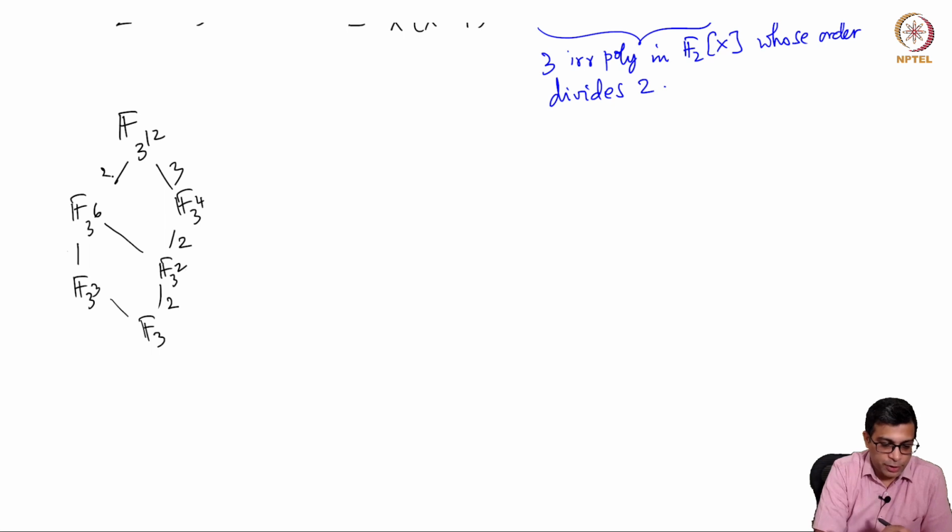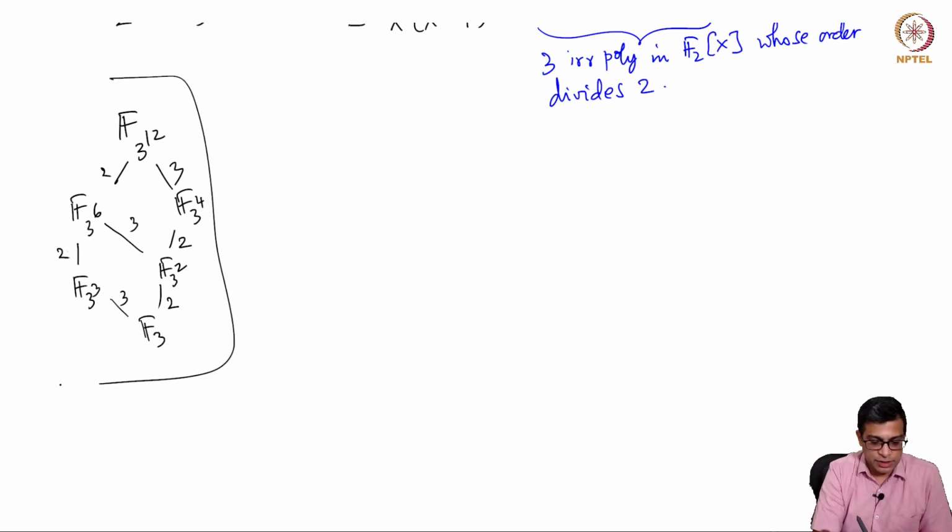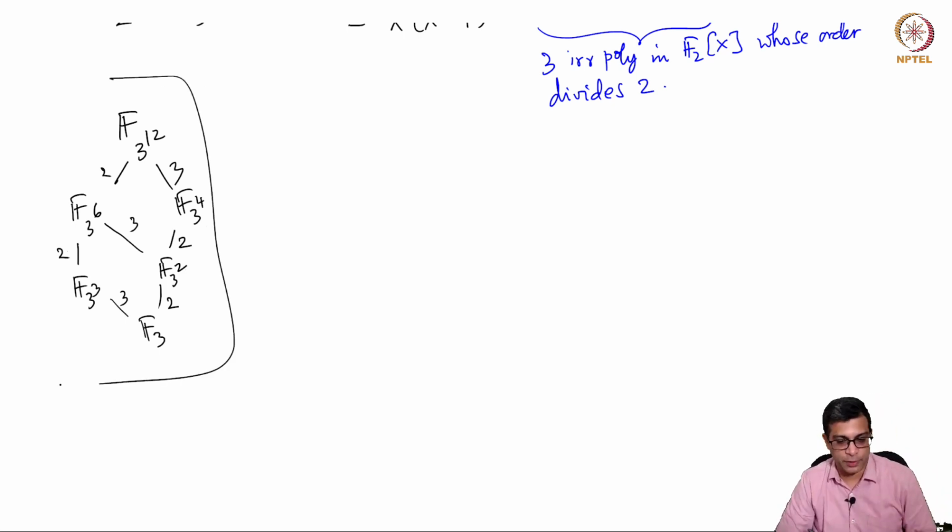So this degree will be 2, this degree will be 3, and this degree will be 3. So you can go from F3 to F3 power 6 either like this, which is 3 times 2, or like this, 2 times 3. So this is just a tree of subfields of F3 power 12.